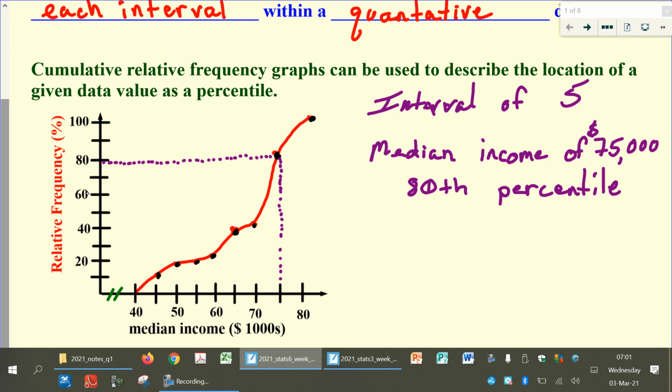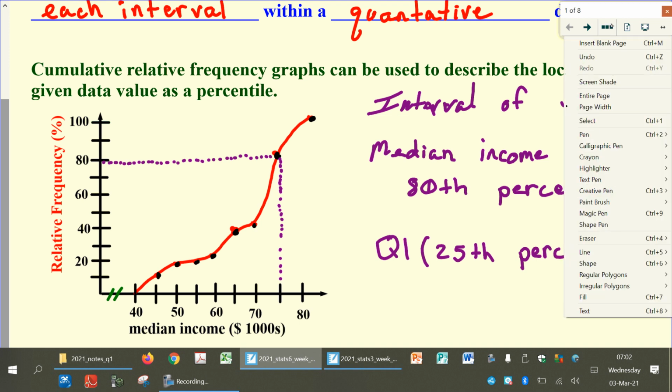It works the other way as well. Let's say we wanted to know Q1. I want to know Q1. What is the median income for Q1, that first quartile? We know from our conversation yesterday that the first quartile is the 25th percentile.